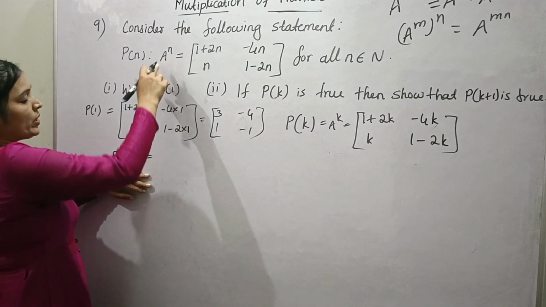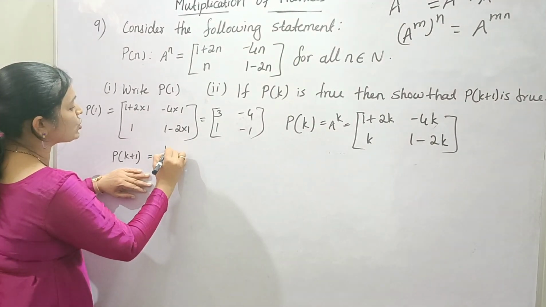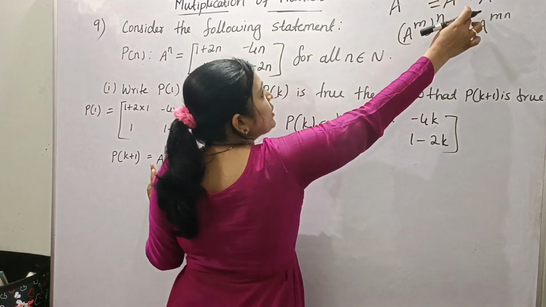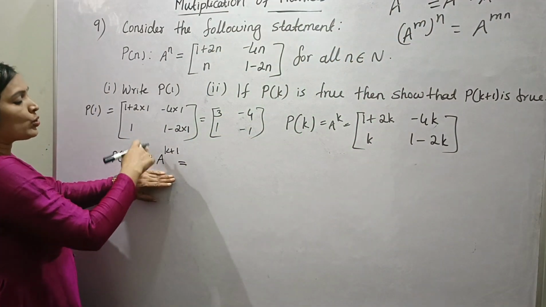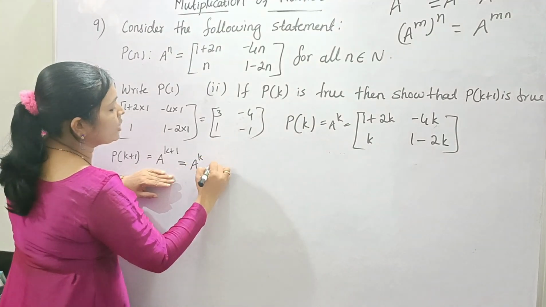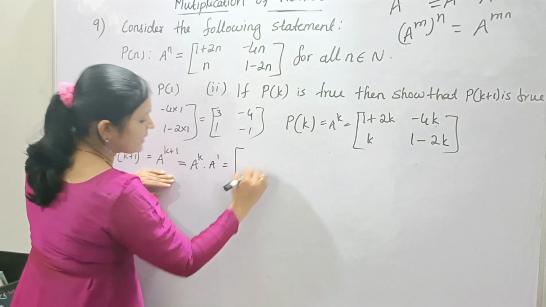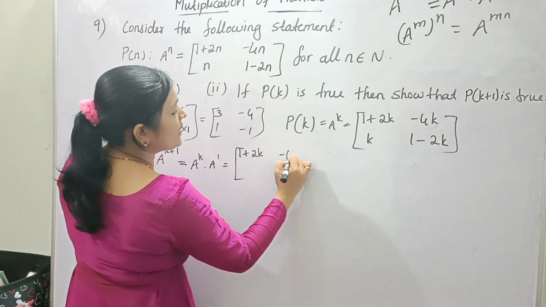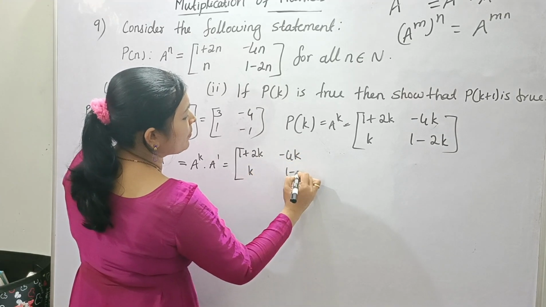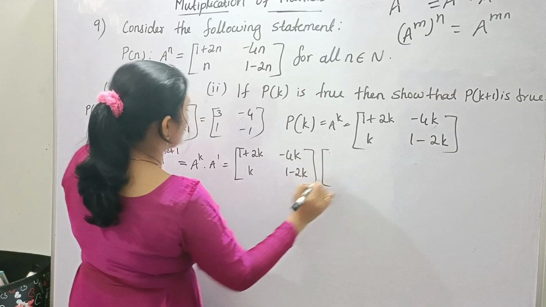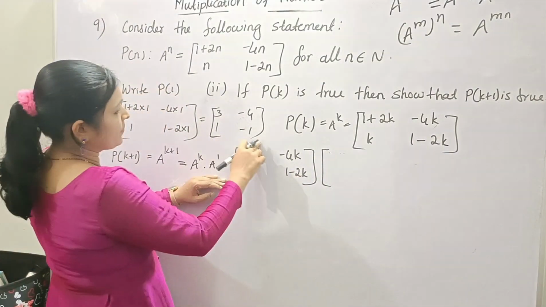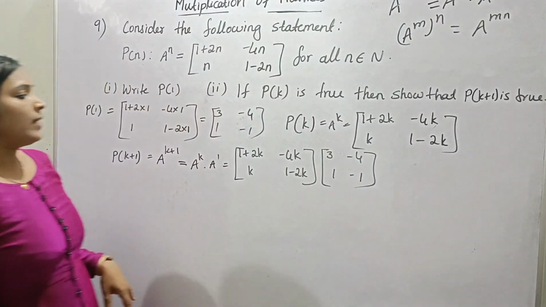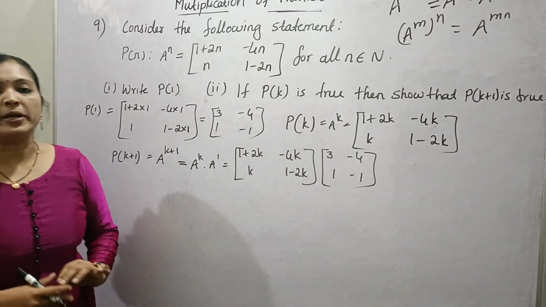What is P of k plus 1? P of n is A raised to n, so P of k plus 1 is A raised to k plus 1. Since A raised to m plus n is equal to A raised to m into A raised to n, similarly A raised to k plus 1 is equal to A raised to k into A raised to 1. What is A raised to k? [1 plus 2k, minus 4k; k, 1 minus 2k] into A raised to 1, this one, [3, minus 4; 1, minus 1]. Now let us multiply these two matrices.